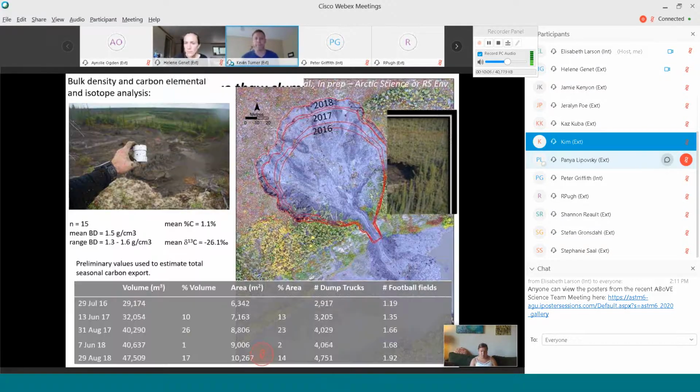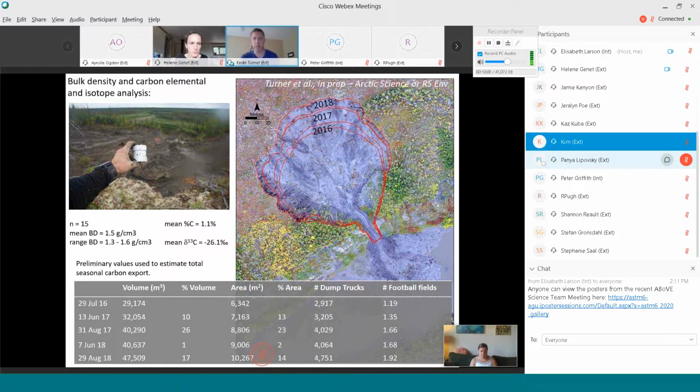Here's some data regarding how much it changed in that time period. You can see in the map that the area changed considerably, going from about 6,000 square meters to over 10,000, and it just increased a little bit into 2019 again. The volume, we can zoom in on two intervals in particular, summer 2017 and summer 2018. There was a greater increase in volume exported during 2017 than 2018.